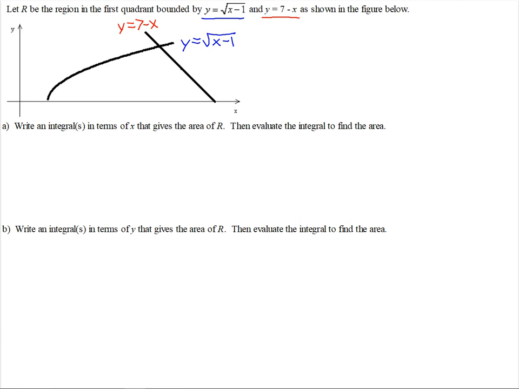So it says write an integral in terms of x that gives the area of R, then evaluate to find the area, and then write an integral in terms of y that gives the area of R, then evaluate the integral. So let's do both of those. So in terms of x, let's draw a representative rectangle vertical with dx.